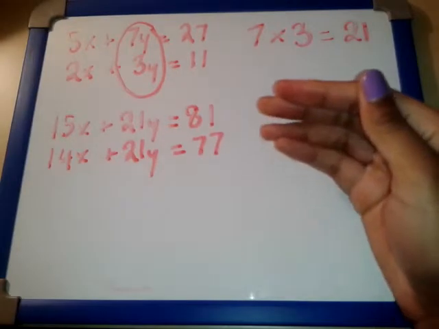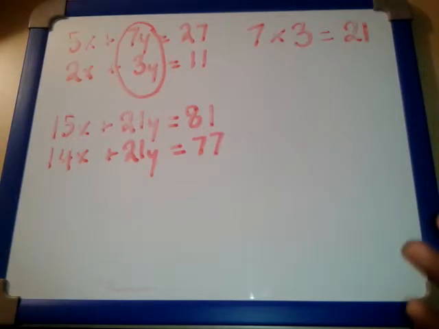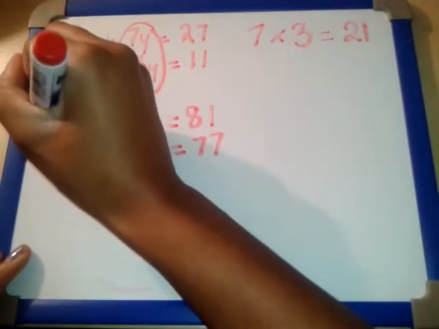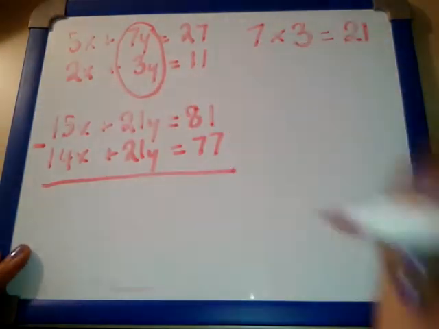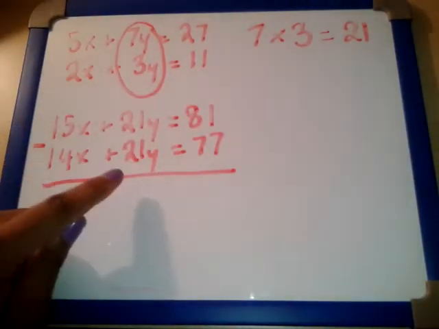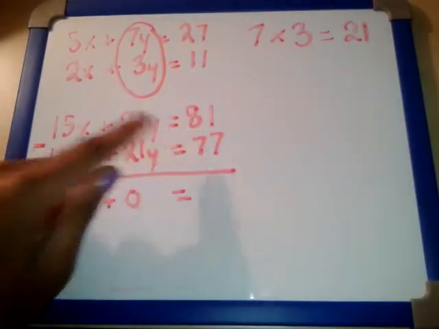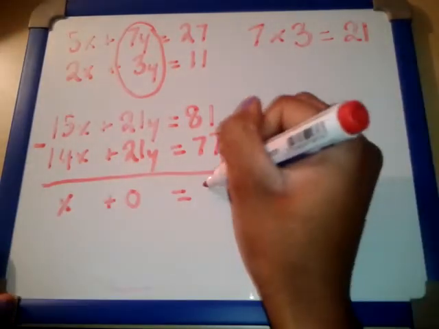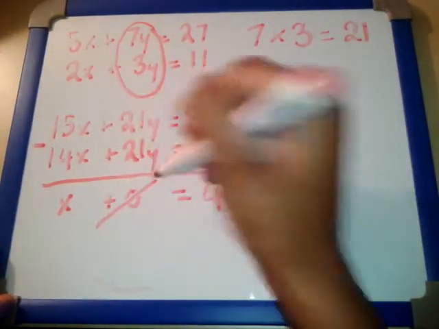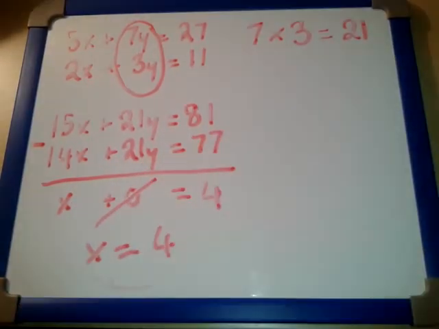So now we've got the perfect situation. We've got the y values which are exactly the same. And this now enables us to start the elimination process. So again, we're going to take one equation away from the other. 15x minus 14x is equal to x. 21y minus 21y is just equal to 0. And 81 minus 77 is equal to 4. So the zeros cancel because it's equal to nothing. And this gives us x equals 4.